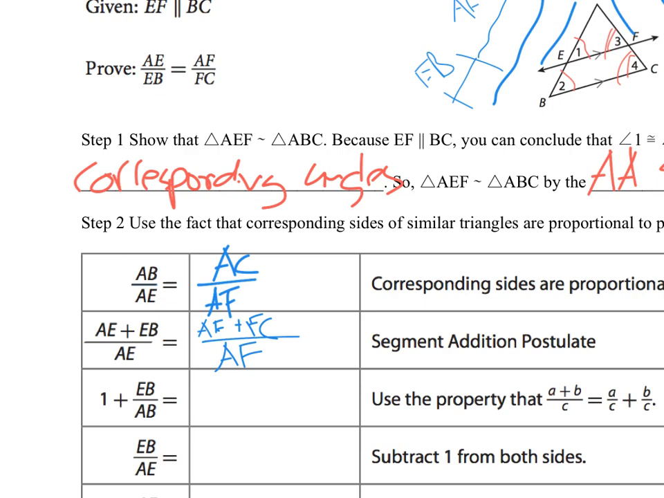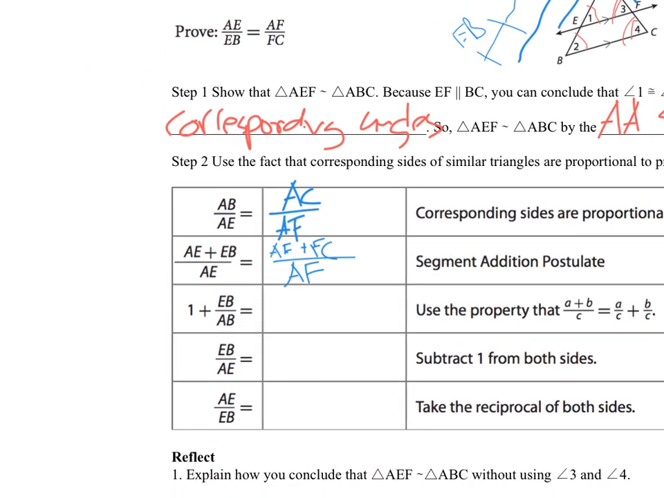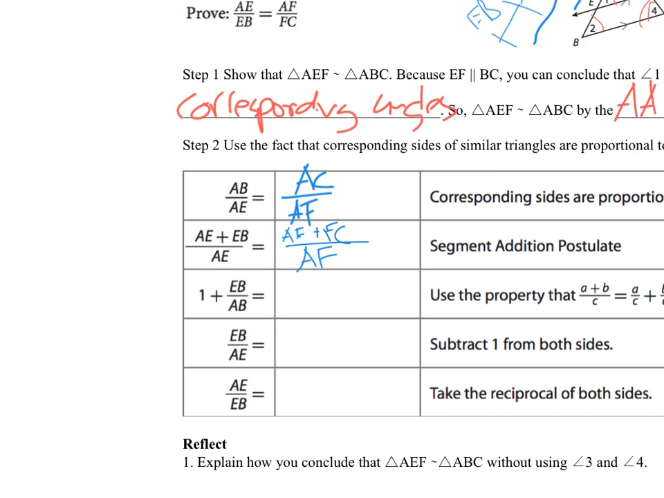And then for our third step, we can take a fraction here and write it as two separate fractions. And AE over AE is what? What is same over same? 1. That's how we get 1 here. So AE over AE, regardless of what that measurement is, is still going to be 1 because it's the same measure over the same measure.